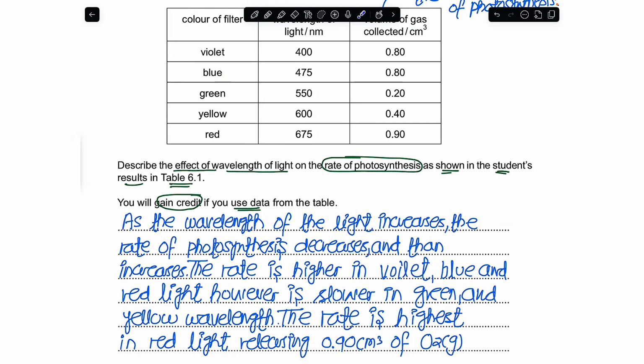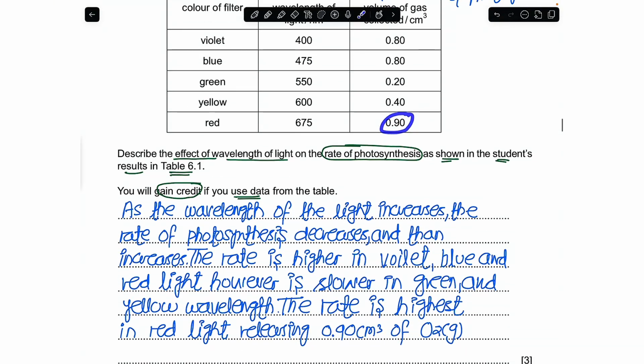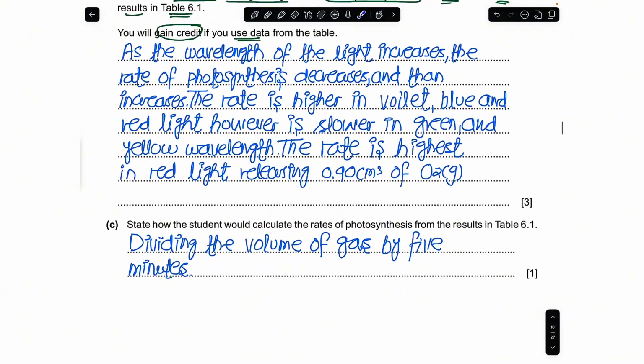Alternatively, another description point that I see here is that at the red wavelength of the light, or the red color filter where the wavelength is 670 nanometers, the rate of photosynthesis is maximum, and then we are required to quote this value of 0.90 cm cube of oxygen gas being released. So this is how you would score 3 marks for this.